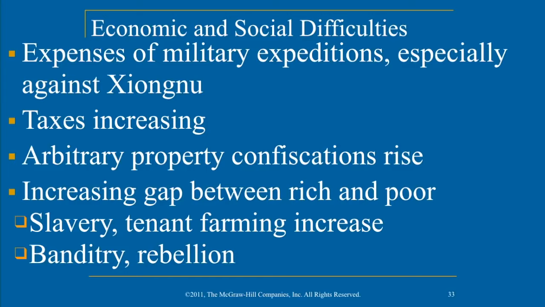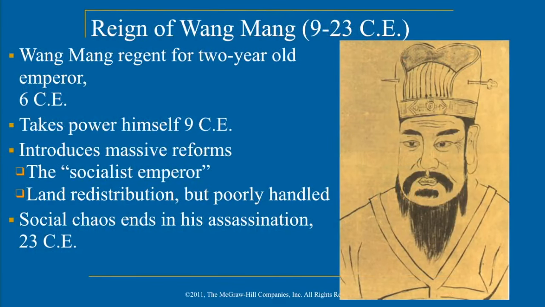Banditry is where you go out and you steal stuff or rob people, and rebellion is where you try and overthrow the government. Then we get to the reign of Wang Mang. Wang Mang is the regent or overseer for a two-year-old emperor. If in a classic noble lineage type of empire the ruler or the king-to-be is too young to take the throne, depending on the society's interpretation of how young is young, the regent is somebody who is a trusted advisor of the king or the king's family.